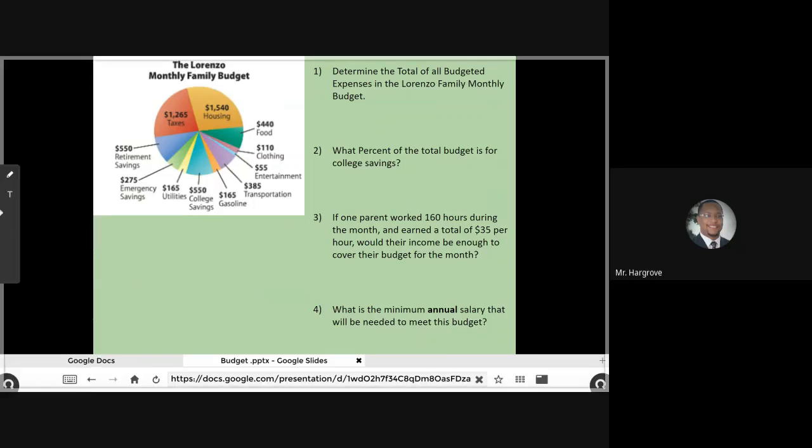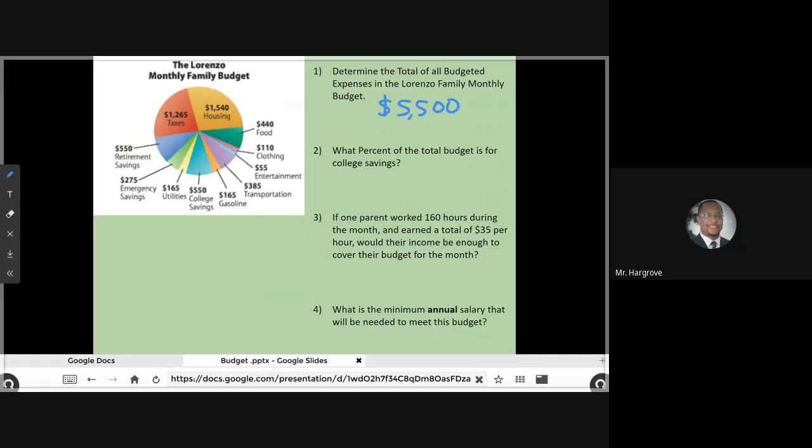Well, to figure that out, what we need to do is we need to add up all of these totals. So we need to take the housing amount, which is $1,540. We need to add the housing, food, clothing, entertainment, transportation, gas, college savings, utilities, emergency savings, retirement savings, and taxes. Add up all those dollar amounts. And when you add all the dollar amounts, what you get is $5,500.